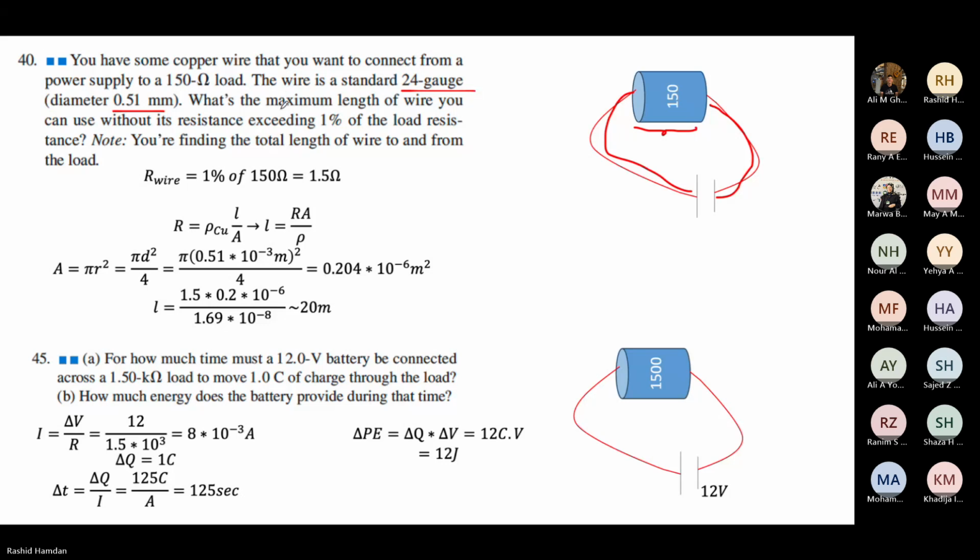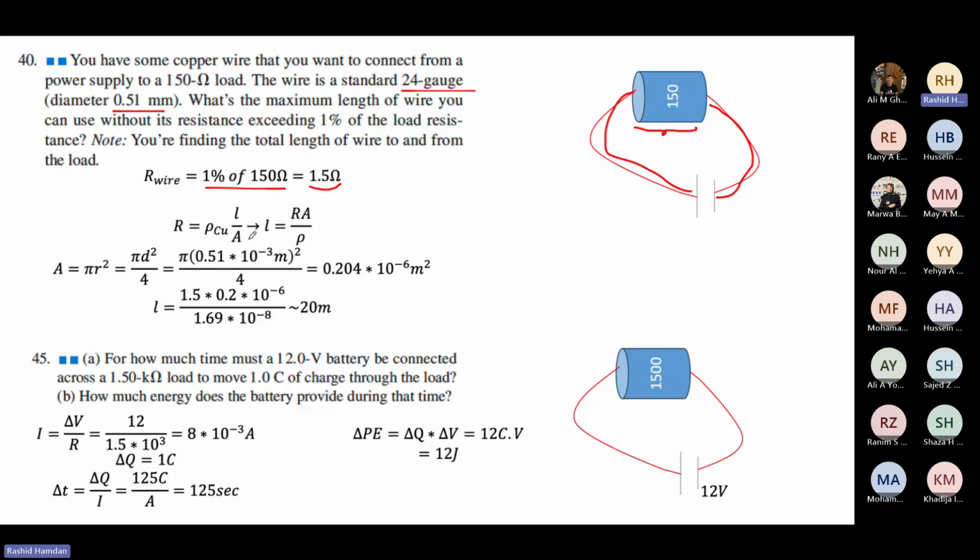So how long can this wire be, on the condition that I do not go above 1% of the 150 ohm? So I want the resistance of this wire to be 1.5 ohm. The copper resistance is equal to rho copper times L over A. The rho of copper I know, we find it in the table. I want to find L.